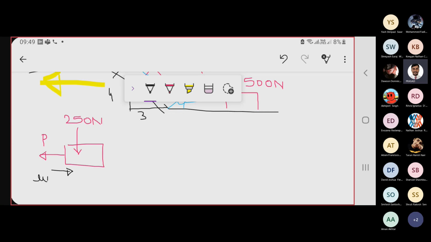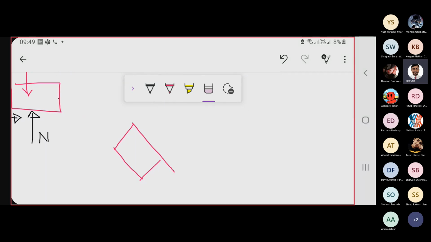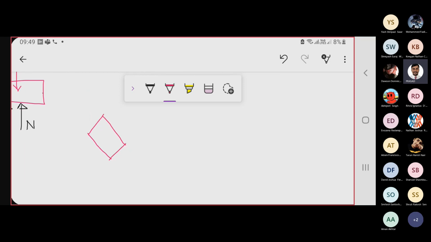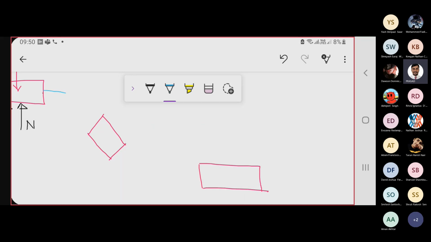Mu N1. I'll call it N1. Then we will not consider the bodies separately, but as one body. If they are considered separately, then you need to solve too many equations at a time. So instead of that, we will consider all bodies connected together and solve the problem using the work energy principle. Okay.